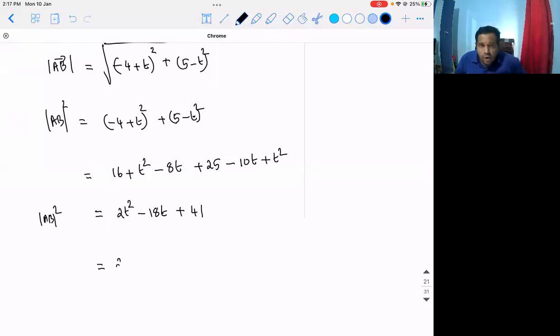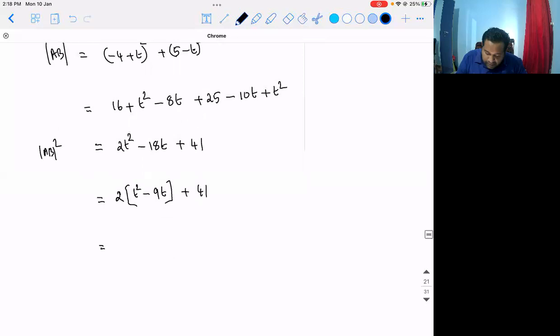We will take 2 common from this, 2 times, right? So if I'm taking 2 common, it becomes what? t square minus 9t plus 41. Am I correct? Then 2 times we will complete the square inside this. So t minus 4.5 whole square minus 4.5 square plus 40.